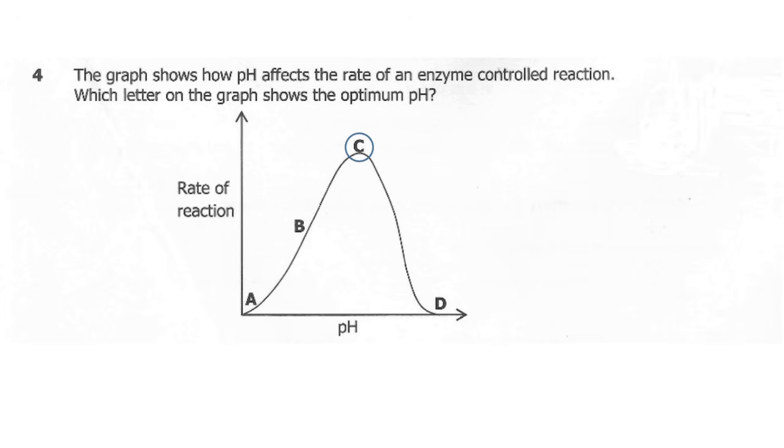The correct answer here is C. The optimum pH is where the rate of reaction is at its maximum. So the maximum point on the graph here is C. So that is the correct answer.